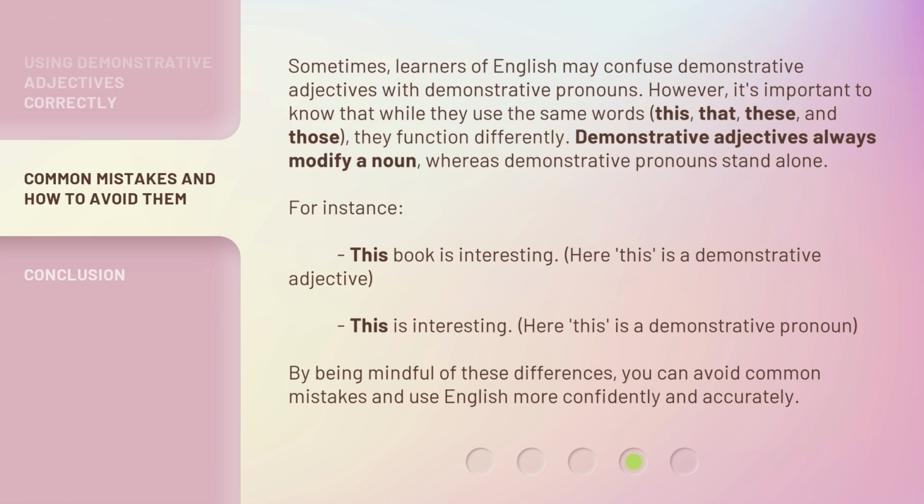For instance, this book is interesting. Here, this is a demonstrative adjective. This is interesting. Here, this is a demonstrative pronoun. By being mindful of these differences, you can avoid common mistakes and use English more confidently and accurately.